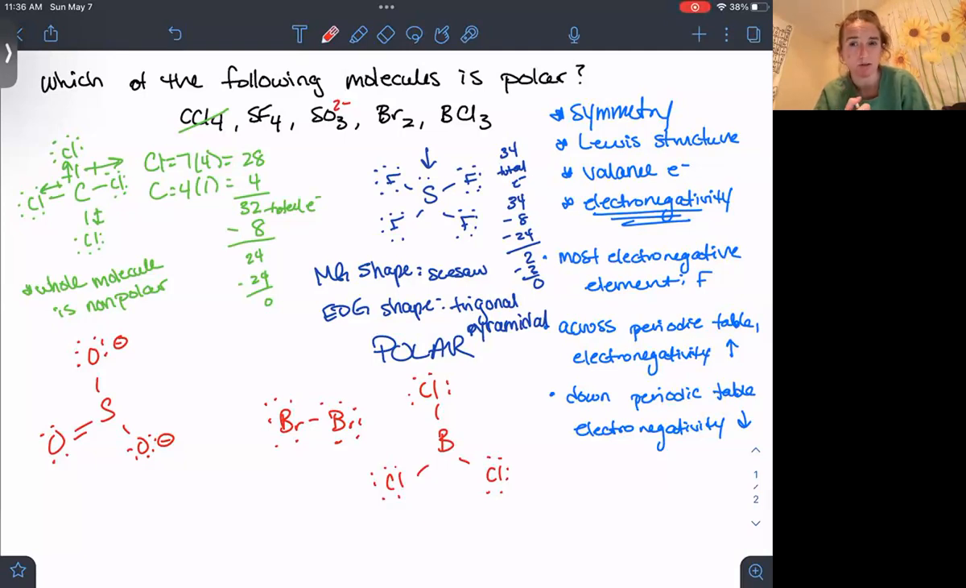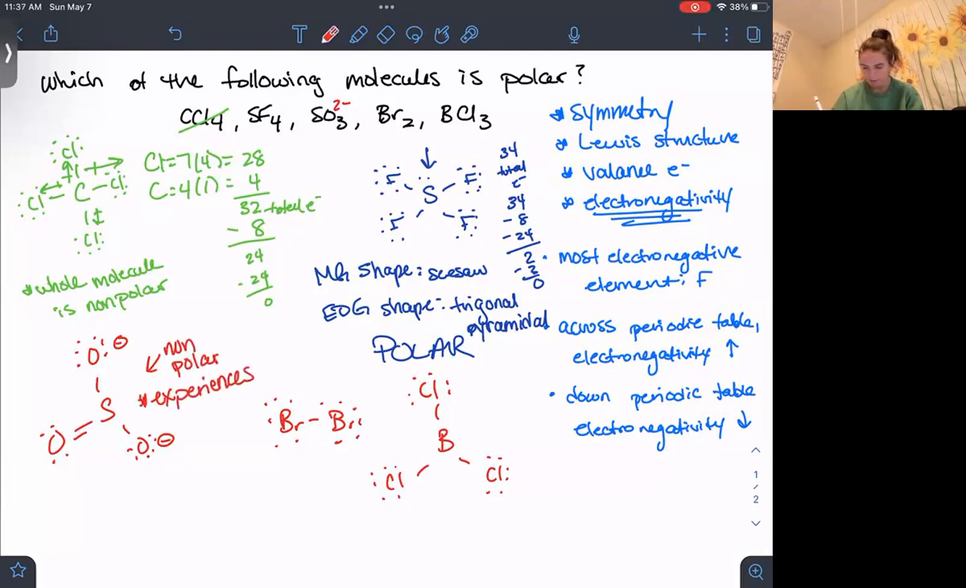Orbitals don't usually tell you if something is polar or not. That just has more to do with hybridization. You're really going to determine if something is polar based off of the shape of the Lewis structure and then the difference in electronegativity. So to go off of Diego's question, SO3 would be nonpolar, because this experiences resonance.